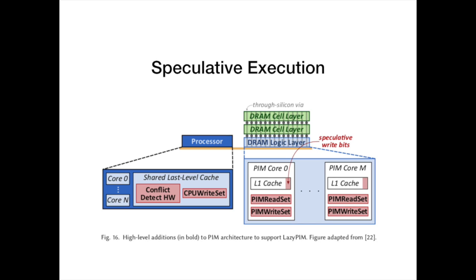If there is an overlap, that means that a conflict may have occurred. So at that point, only the dirty lines in the processor that match in the PIM read set are flushed back to DRAM. The PIM core then invalidates all speculative cache lines and rolls back its program counter to the checkpointed value. At that point, the kernel starts executing again at the beginning.